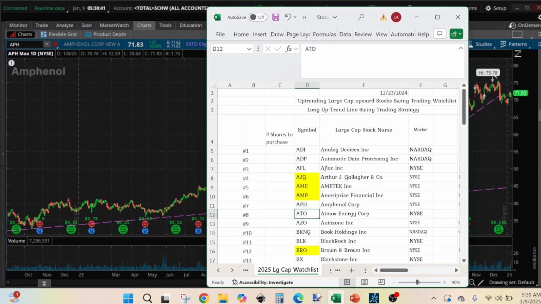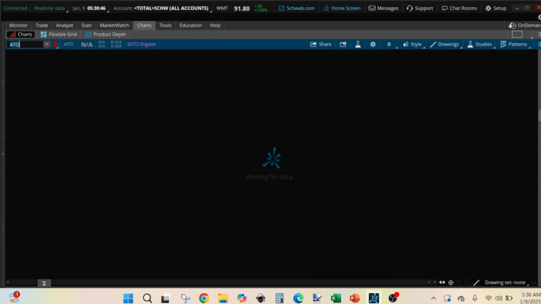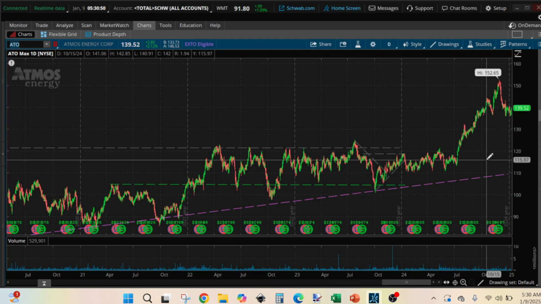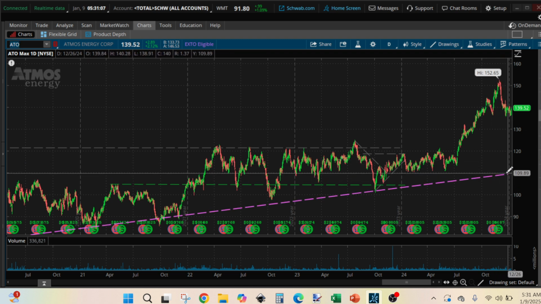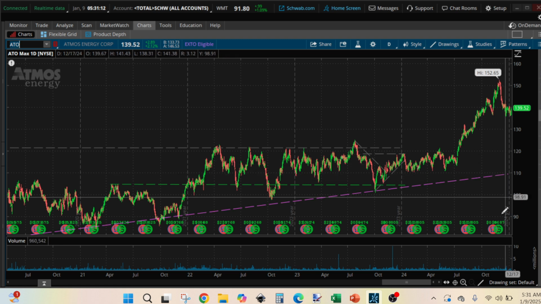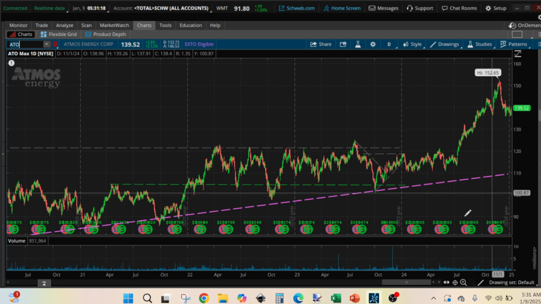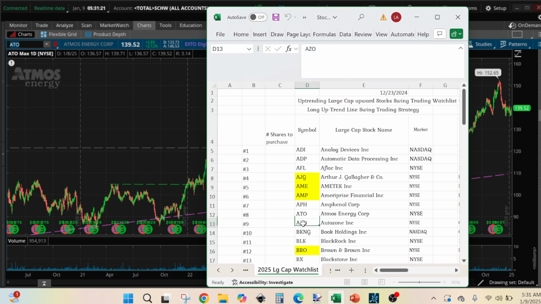The next one is ATO. With this strategy, if you have a job, it might be a little bit more flexible for you to use this strategy compared to the short trend line swing trading strategy, in the sense that when the stock is at the trend line, you still have time to get in, as it can stay there for a while. But yeah, so this one is far from our trend line, so we are just going to keep observing it.